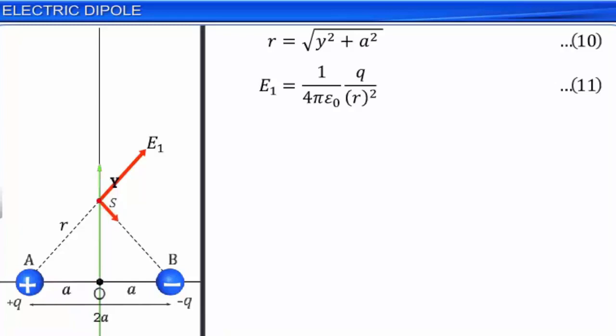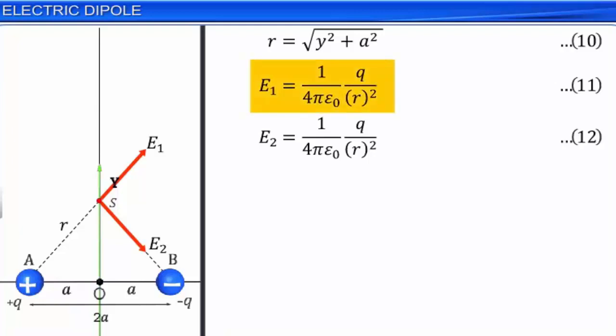Similarly, the negative charge creates an electric field of magnitude E2 is equal to 1 by 4 pi epsilon naught q by r square. Let this be equation 12. Electric field strength E2 is directed towards the negative charge and acts along the line joining the point S and the charge minus q as shown. We observe that the magnitude of E1 is equal to that of E2.